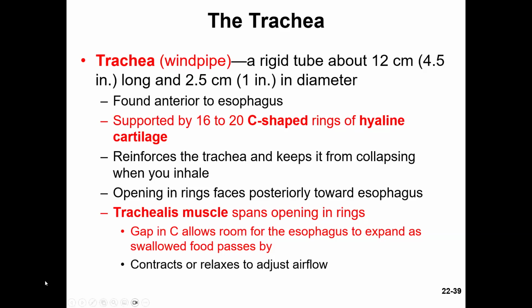Now, it's C-shaped for a reason. In the back of the C-shaped rings, we're going to see a muscle called the trachealis muscle. The gap in cartilage allows room for the esophagus to expand as food is swallowed. The easiest way to understand this is to imagine, instead of being C-shaped, if the whole trachea were made out of cartilage and O-shaped, what would happen?